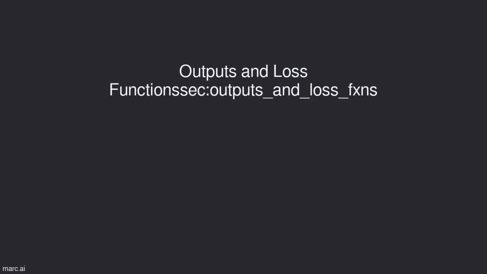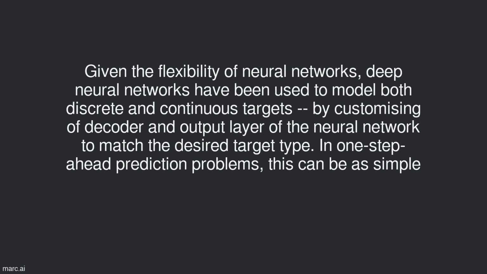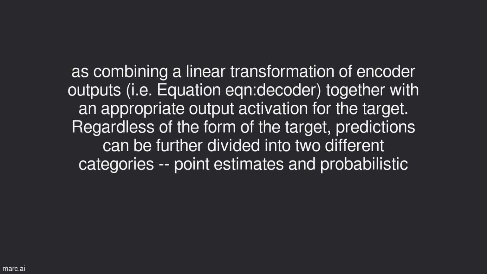Outputs and loss functions. Given the flexibility of neural networks, deep neural networks have been used to model both discrete and continuous targets, by customizing the decoder and output layer of the neural network to match the desired target type. In one-step-ahead prediction problems, this can be as simple as combining a linear transformation of encoder outputs, i.e. the equation, together with an appropriate output activation for the target.